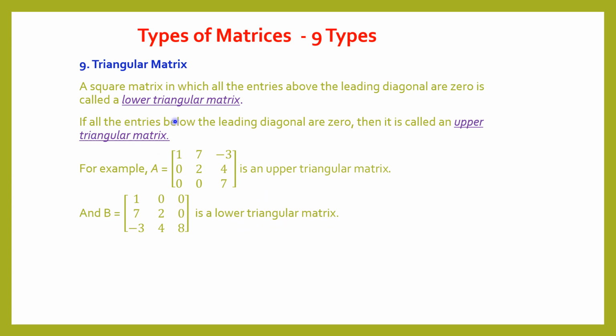If all the entries below the leading diagonal are 0, then it is called an upper triangular matrix. See this A matrix. This is the leading diagonal. Here the elements below are all 0, so it is an upper triangular matrix.